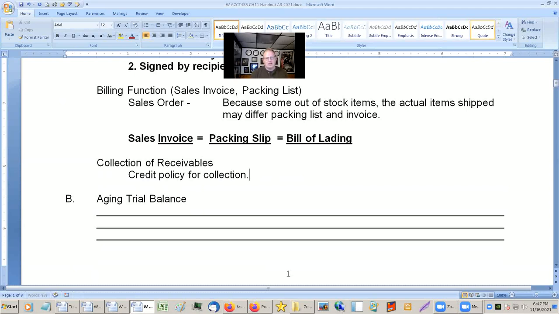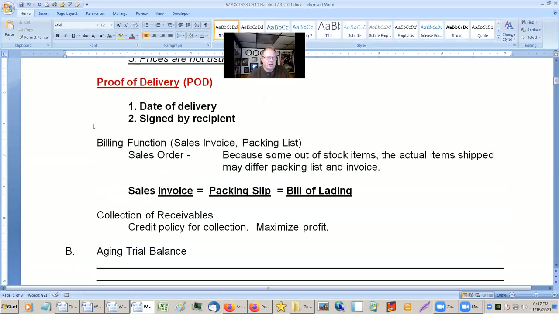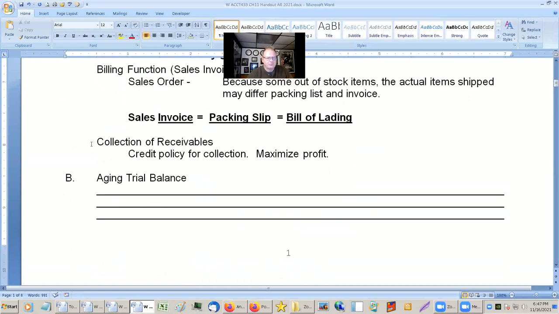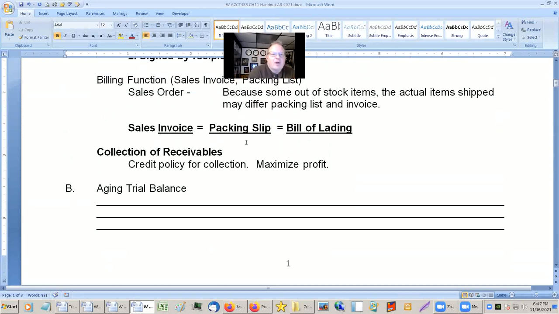And it's usually done for you; you're always trying to maximize profit. So let me give you a kind of absurd example. Suppose that I want to make sure that I collect everything that we sell, so I'm only going to sell to millionaires.